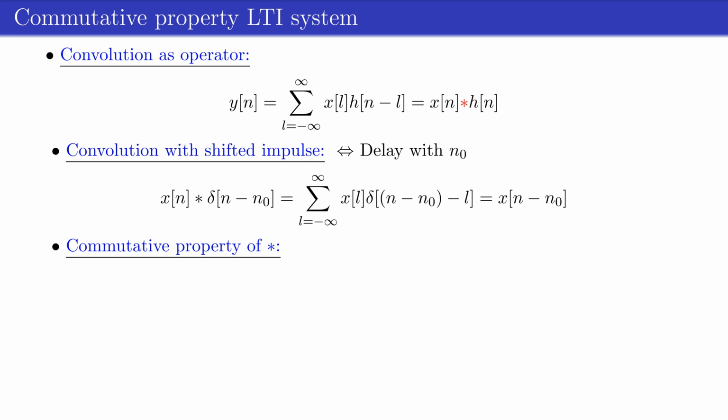Furthermore, it can be shown that the convolution operator is commutative. This implies that the convolution of x[n] with h[n] is the same as, the other way around, the convolution of h[n] with x[n]. Mathematically, the proof is given in the following steps.